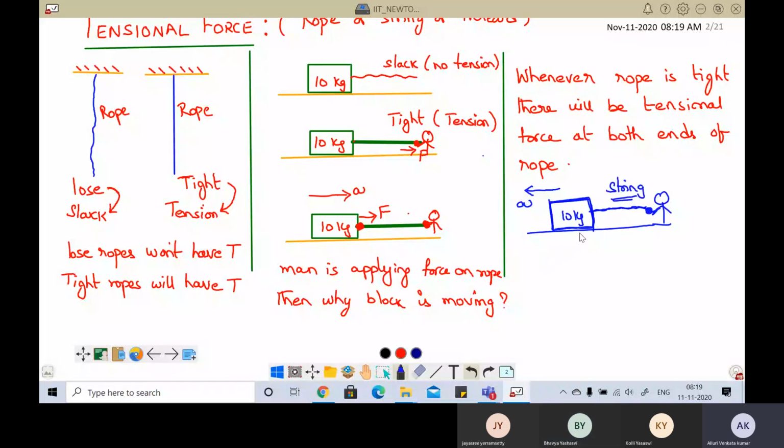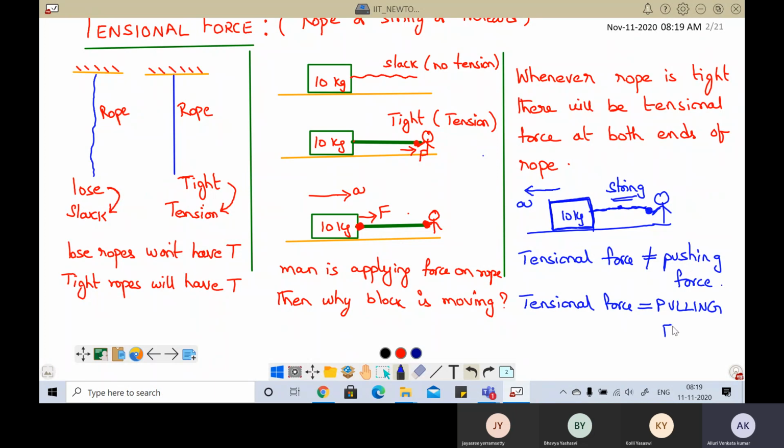Okay. So that means the force in the string, the tensional force, is not a pushing force. With the help of a string we cannot push any body, rather we can pull the body. So therefore tensional force is a pulling force. Tensional force is a pulling force. This is very, very important.